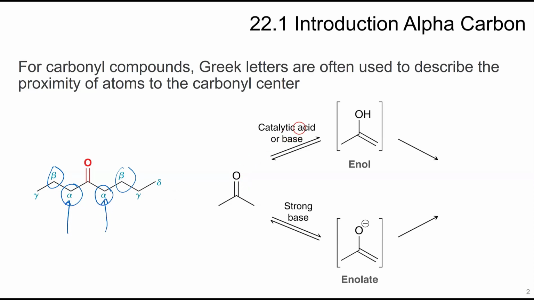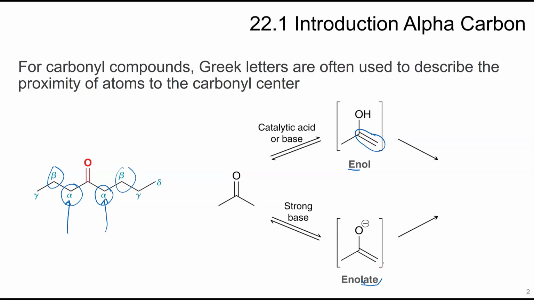A carbonyl, when reacted with catalytic acid or base, can form an enol. You can see the alkene here is the ene part of it, and then we have the OH as the ol part of it, so that's an enol. Reacting a carbonyl with a strong base forms the enolate. So the ate ending tells us there is an ion here. So we have the enol, but it's in ion form because it's O- instead of OH.